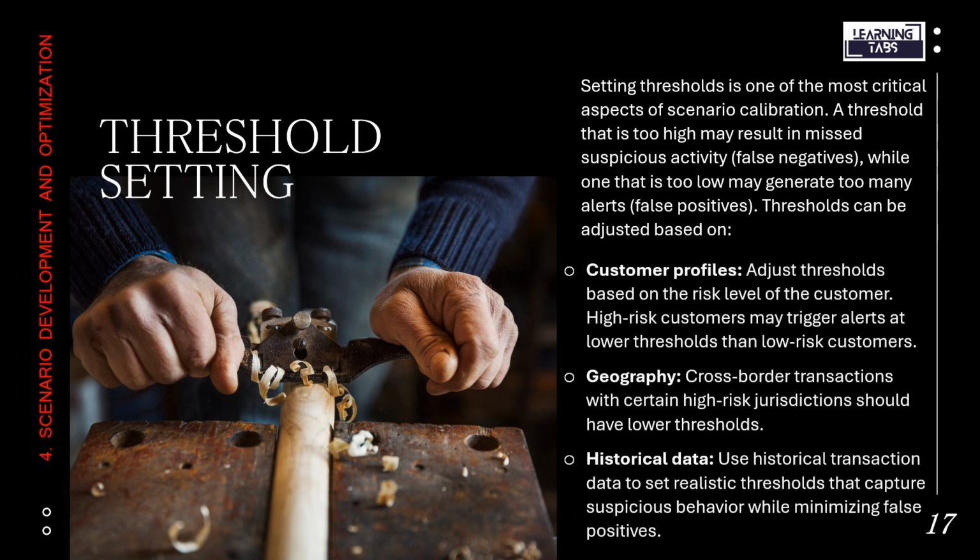Customer profiles. Adjust thresholds based on the risk level of the customer. High-risk customers may trigger alerts at lower thresholds than low-risk customers. Geography. Cross-border transactions with certain high-risk jurisdictions should have lower thresholds. Historical data. Use historical transaction data to set realistic thresholds that capture suspicious behavior while minimizing false positives.